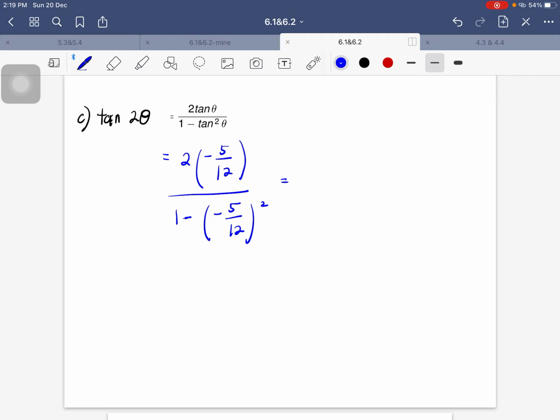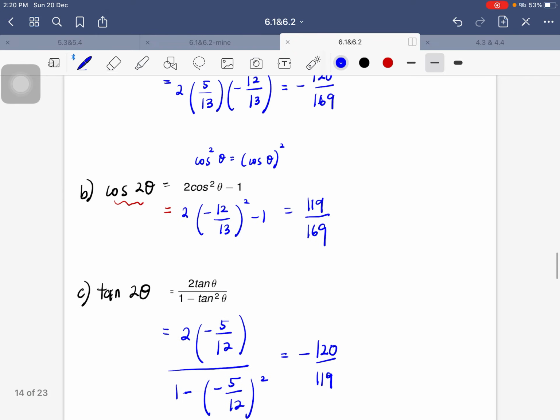At the top, I'm going to have negative 10 over 12, divided by, at the bottom, 1 minus negative 5 over 12 raised to the power of 2. From the calculation, I get a value of negative 120 over 119. So that is going to be tangent of 2 theta.